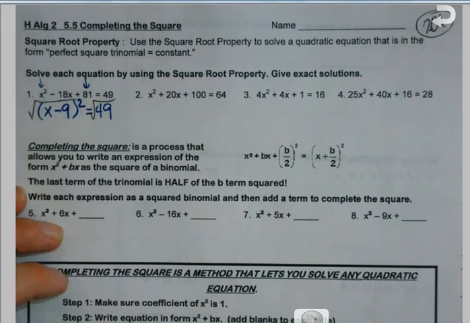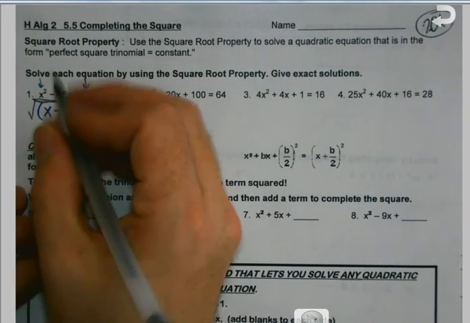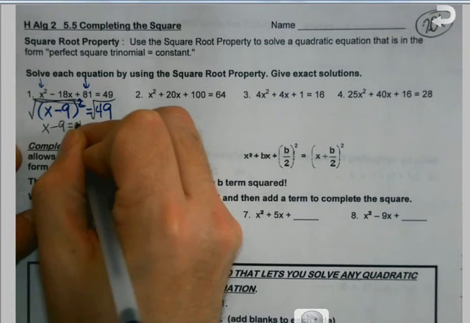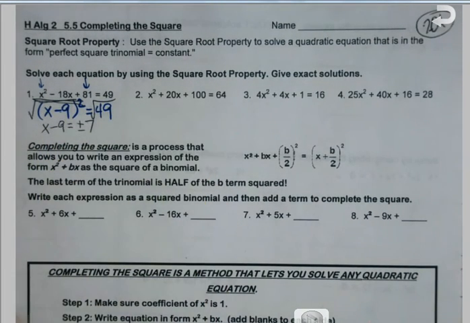Take the square root of both sides, because I don't want that squared there. I need to figure out what x is going to be. So x minus 9, remember, it's a quadratic. There are two answers. So don't forget your plus or minus when you're doing your square root step.